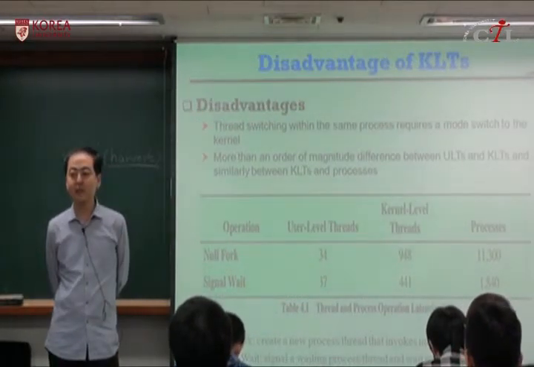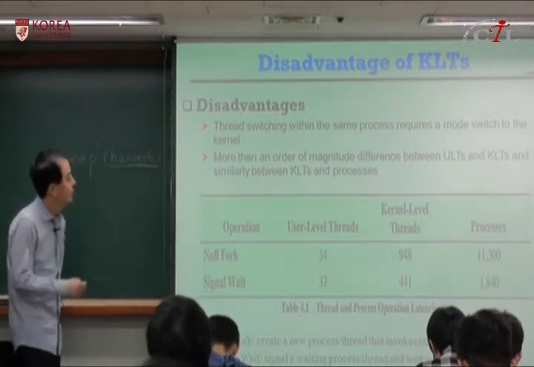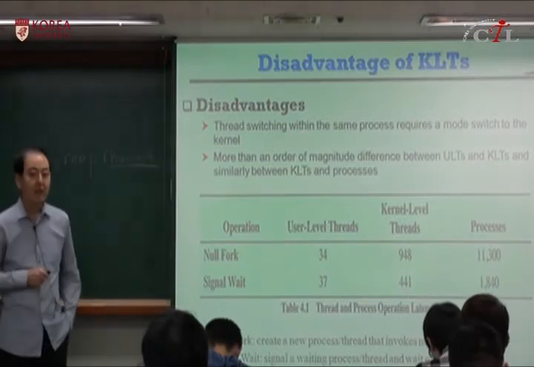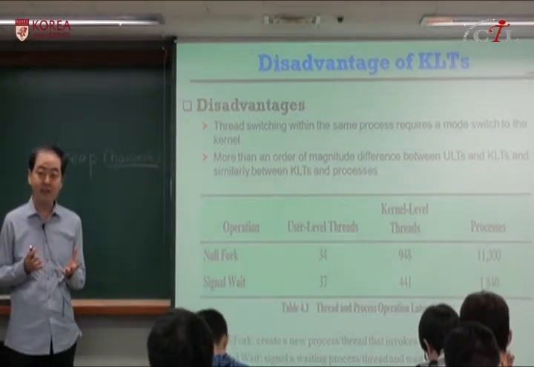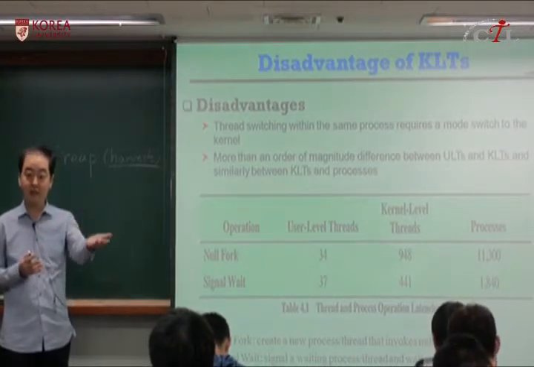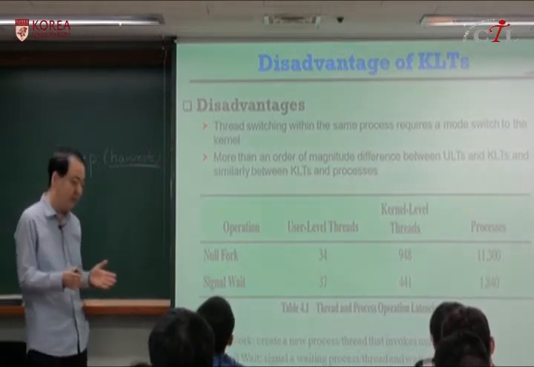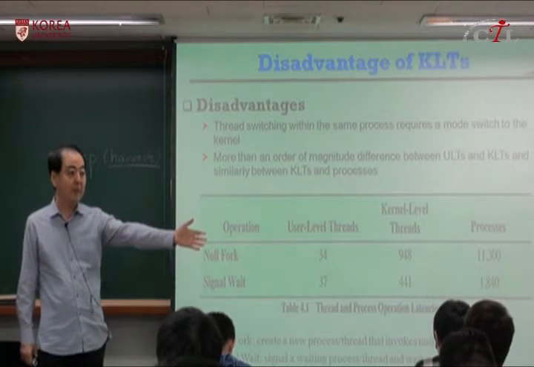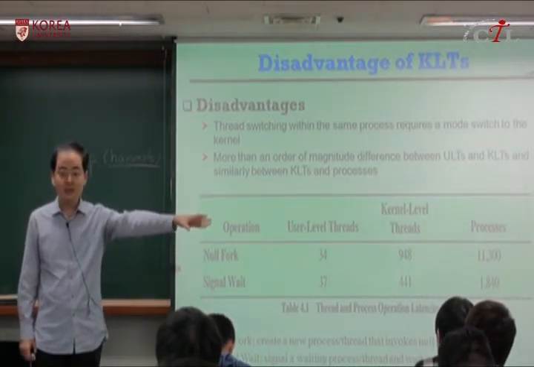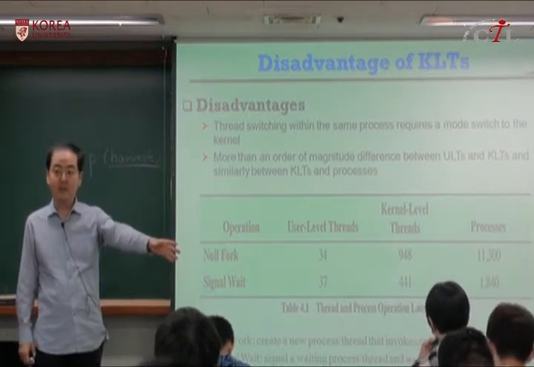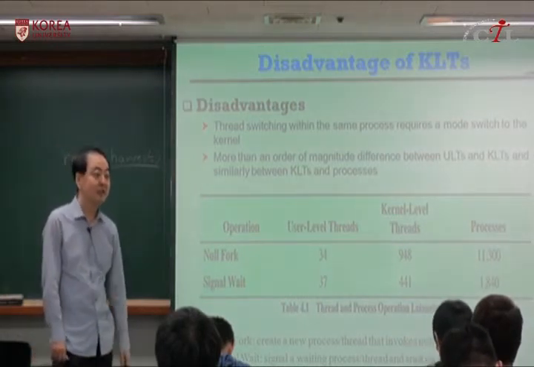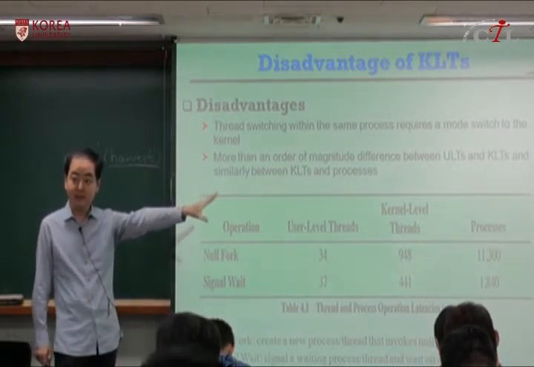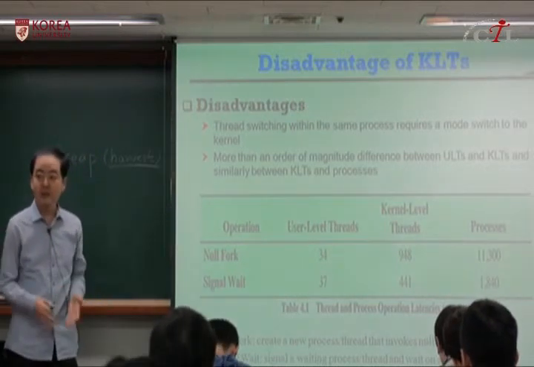But there are some disadvantages of using kernel thread. Disadvantage: thread switching within the same process requires a mode switch to the kernel. That means if you want to create a thread, at user level you cannot create a thread. You have to use a system API to ask the kernel to create a kernel thread. So even though it is the same process, if you create 2 threads and want to switch from thread A to thread B, you call a system API, go to kernel mode, create a new thread, call another system API, and then you have to do kernel mode thread switching. So there are these two mode switches to the kernel and then context switching at the kernel level thread. That's actually slower than just doing it at the application level.